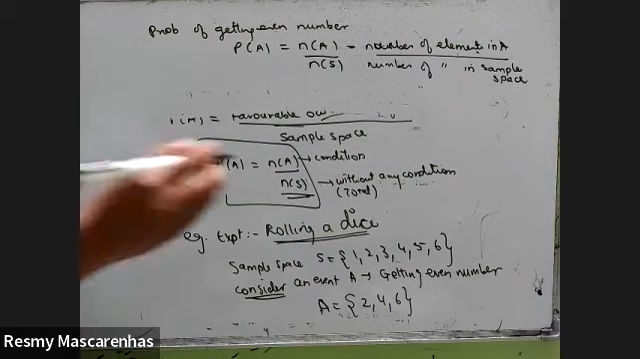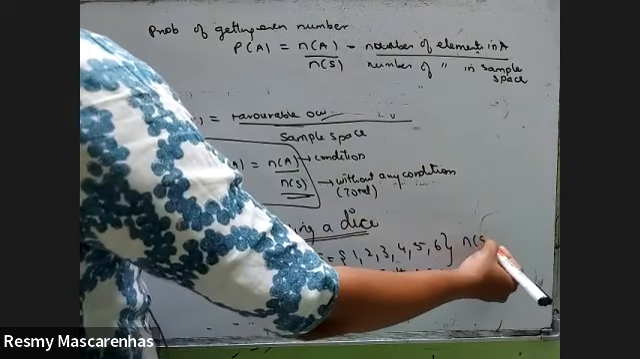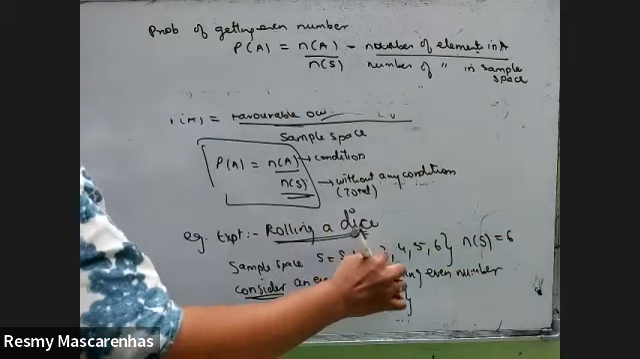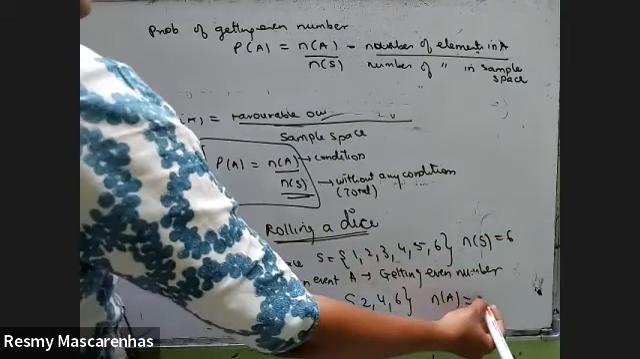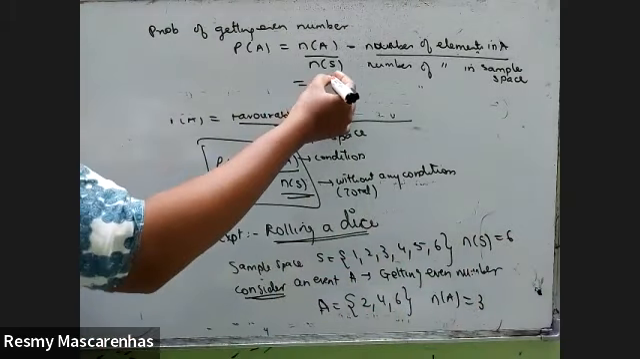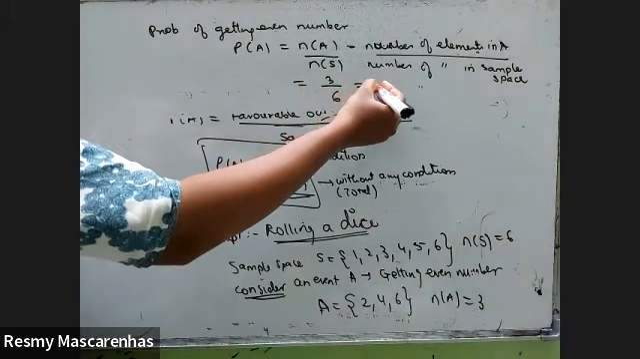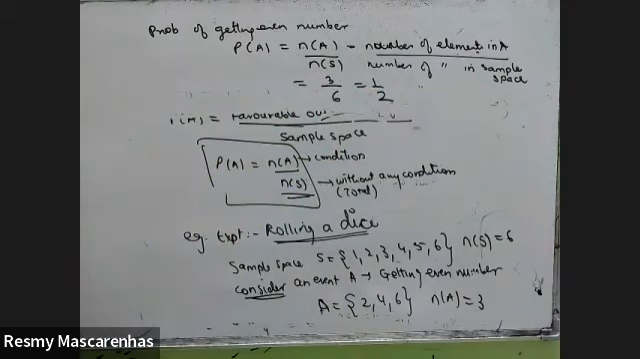So how many elements are there? N of S is nothing but 6 of them: 1, 2, 3, 4, 5, 6. And how many elements are there in A? 3 of them. N of A is 3. The probability is half. So this is the basic definition of probability.